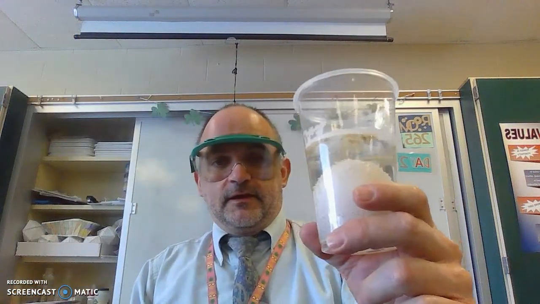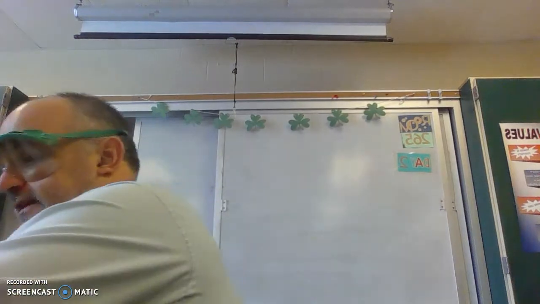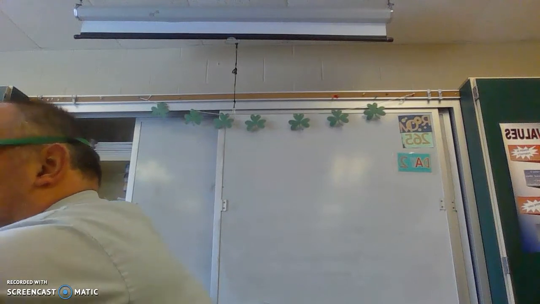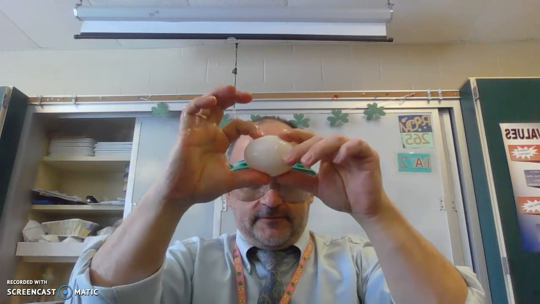Okay, so first thing I got to do, of course, is dump this out and rinse my egg off and rinse my cup out. Sink right here, I'm doing that in. Rinsed out cup. Rinsed off egg, okay. Egg's a little different. It's squishy now. You can see I can squish it with my finger. It's soft, okay, so I need to measure the mass of it.